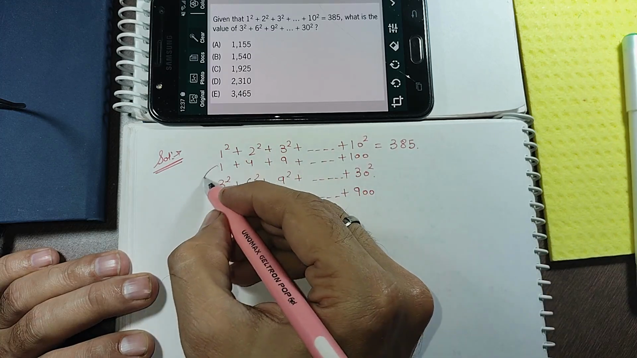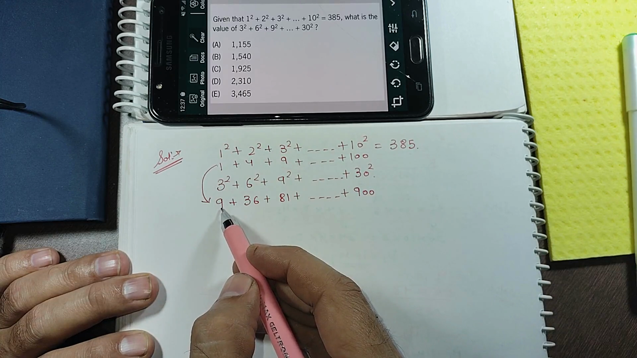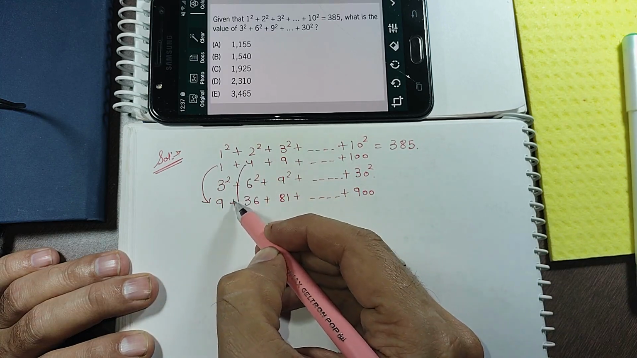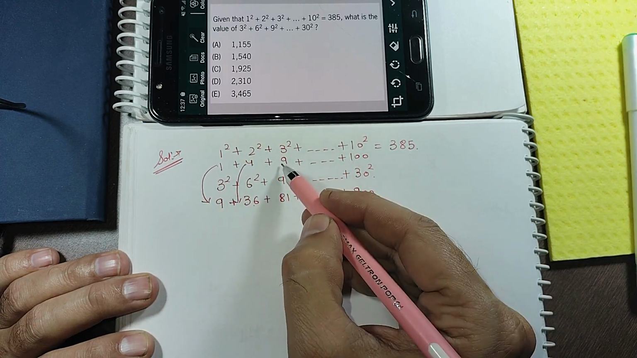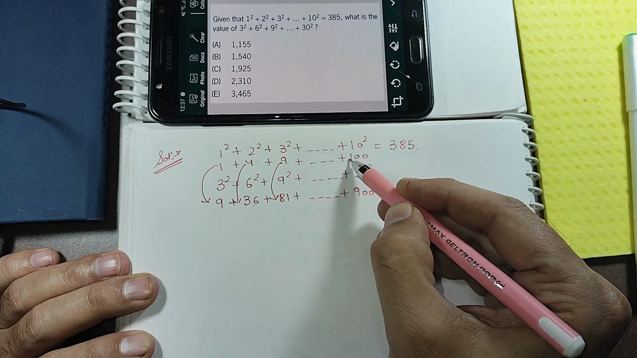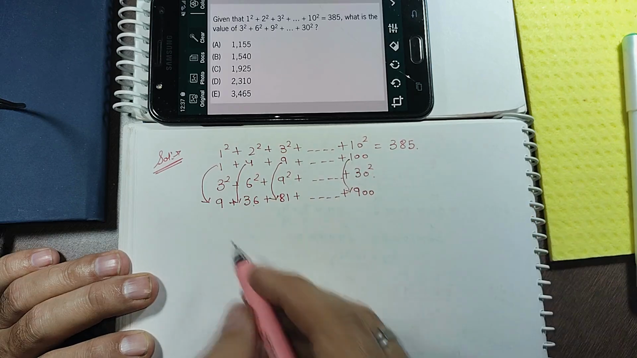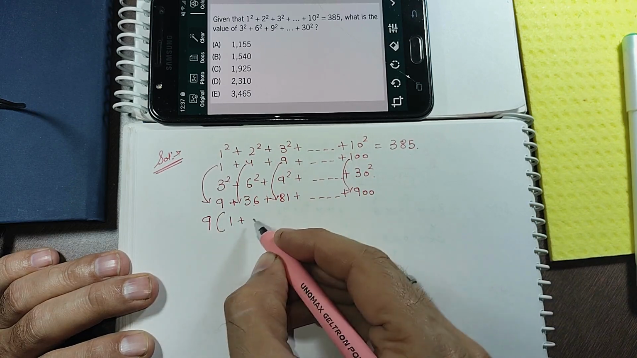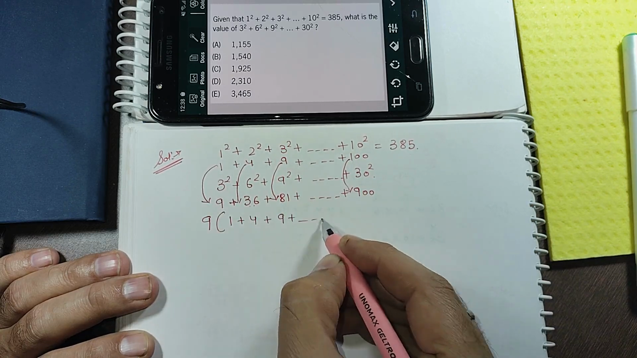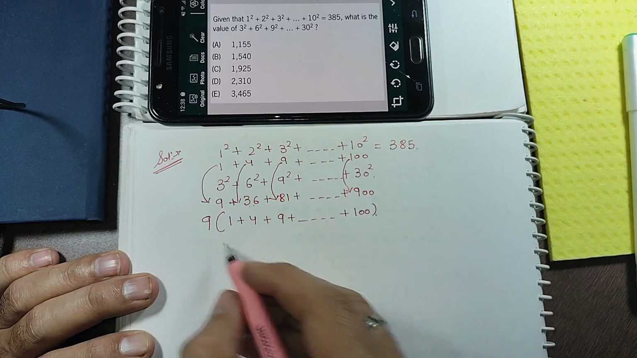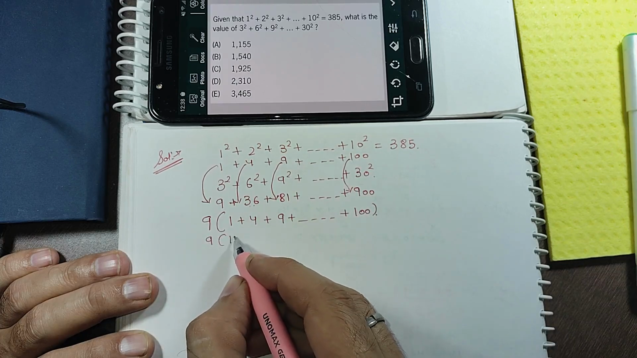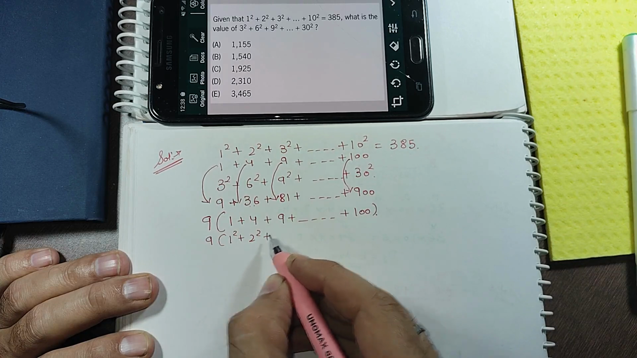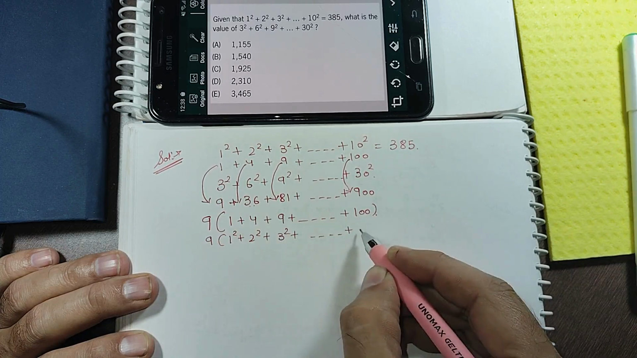So we see here the series has been multiplied by 9. Here again it has been multiplied by 9. 4 into 9 is 36, 9 into 9 is 81, and the last one, 100 multiplied by 9, is 900. So if I take out 9 common, I would be left with 1 plus 4 plus 9 plus so on plus 100, or I can say this is 1 square plus 2 square plus 3 square so on up to 10 square.